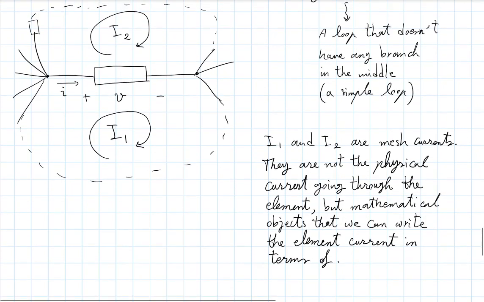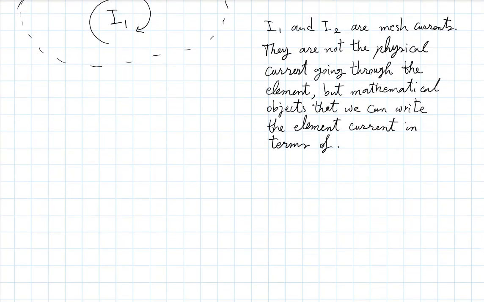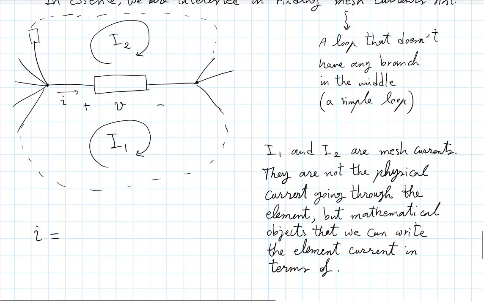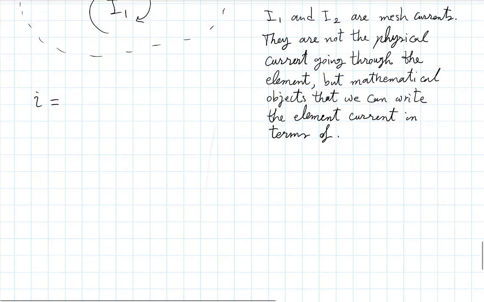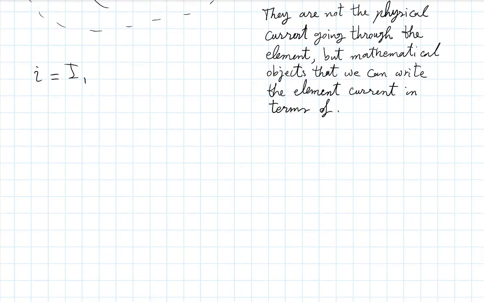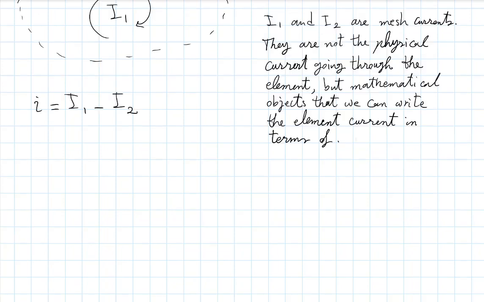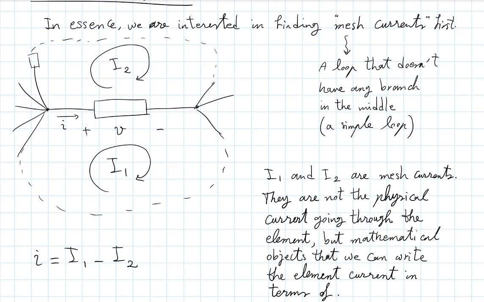And in this case, like I said, the little I, the element current I, is I1, the current of this mesh, minus I2, the current of the other mesh. So big I1 minus big I2. This is really the only concept you need to understand to be able now to turn your KVLs and KCLs into a mesh analysis formalism. Okay, so let's try to see this in practice with a small example.